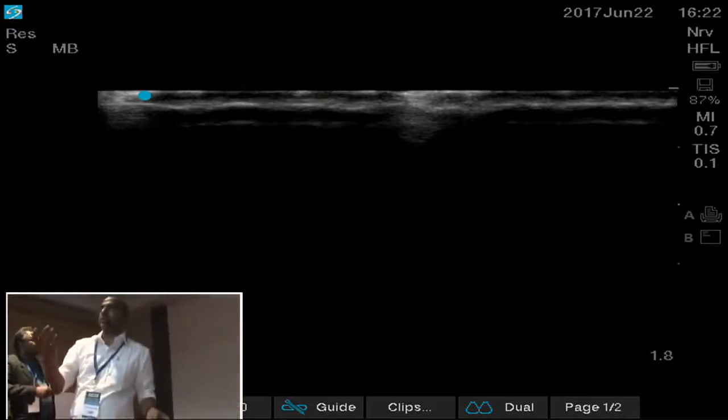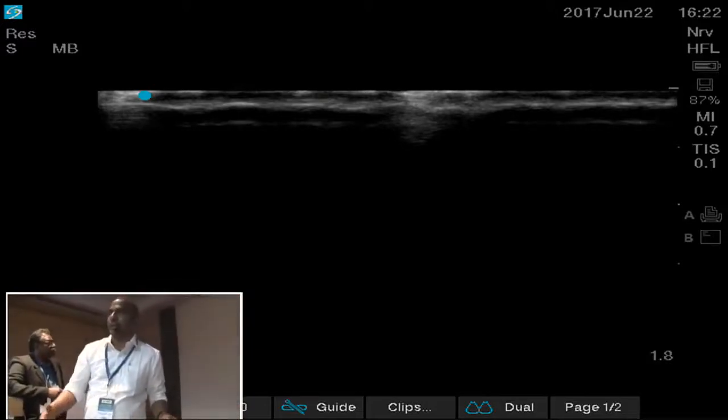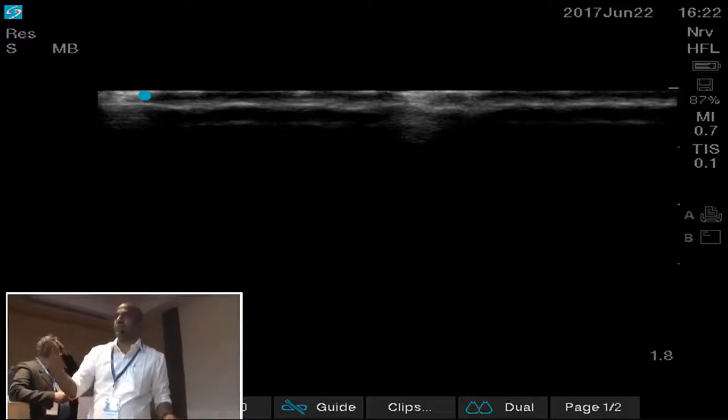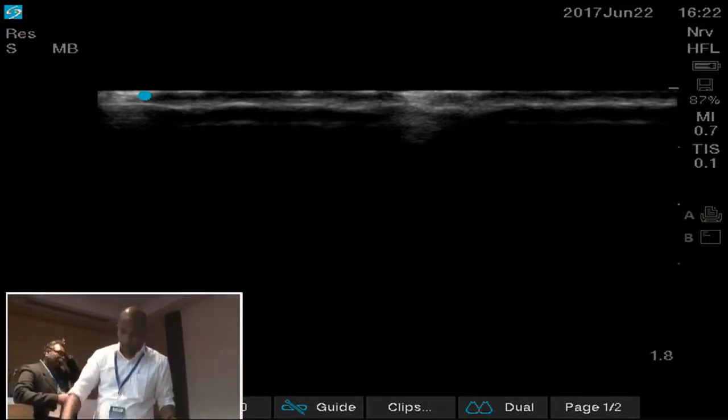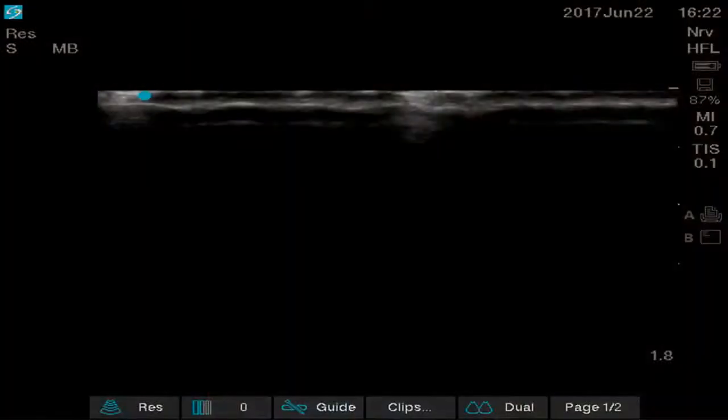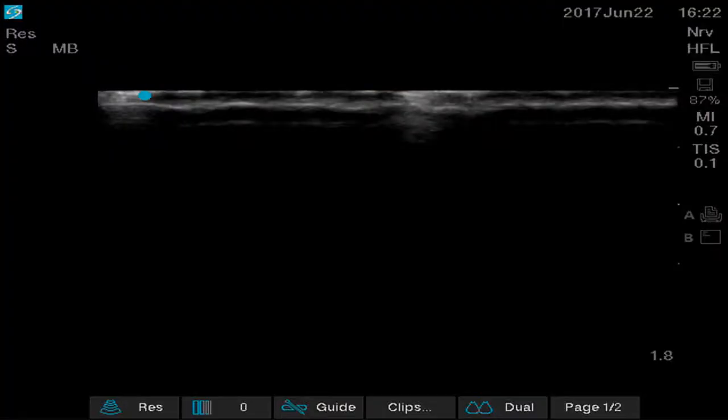If you are not able to see the vein, you can apply a tourniquet and then recruit the saphenous vein and deposit the local anesthetic around it so that the medial side of the leg will get anesthetized. So this is the front side of the foot. Then we will go to the sciatic nerve.